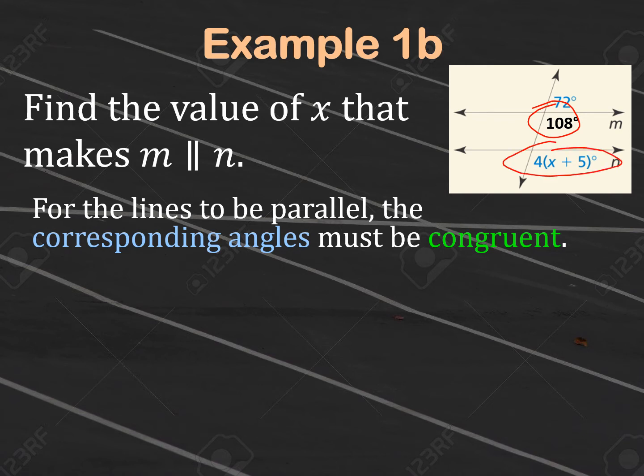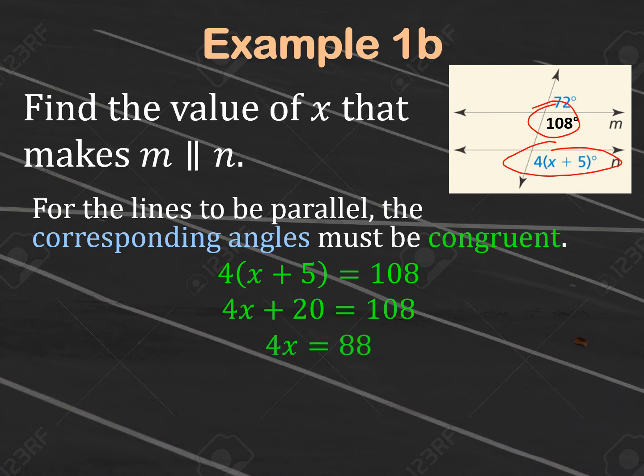For the lines to be parallel, 4 times the quantity x plus 5 has to equal 108. So we solve for x, distribute the 4, so we get 4x plus 20 equals 108. Subtract 20 from both sides, you get 4x equals 88. Divide both sides by 4, you get x equals 22. Go ahead and try examples 1c and d. You can pause the video and then resume it when you're ready to continue.